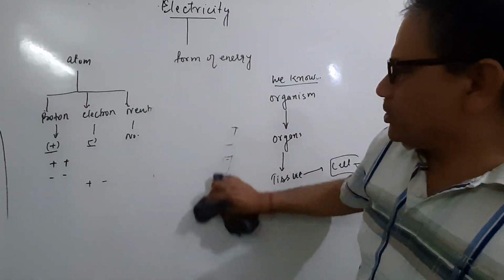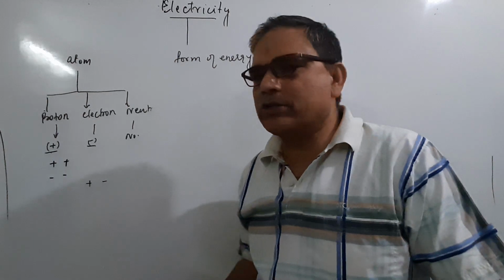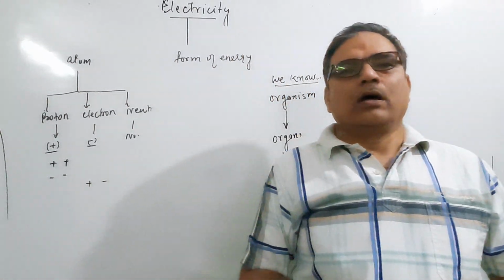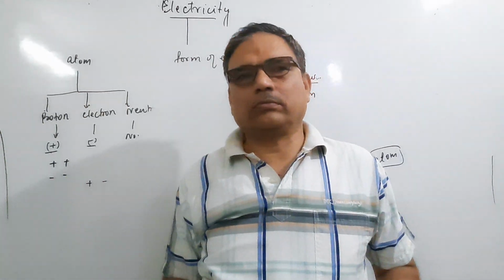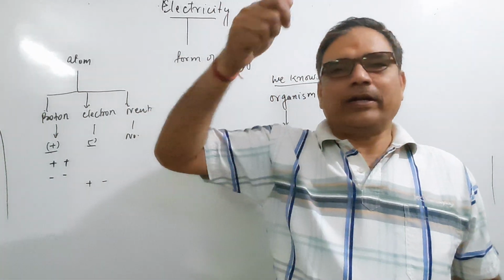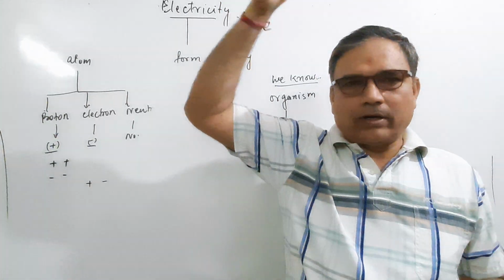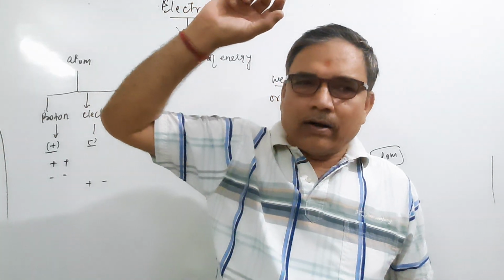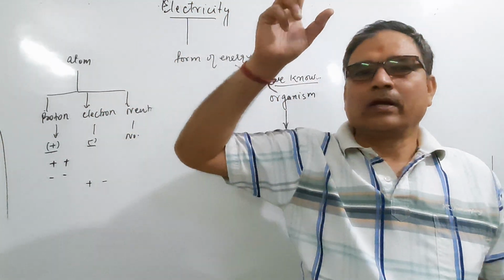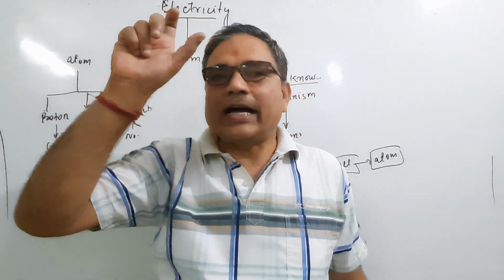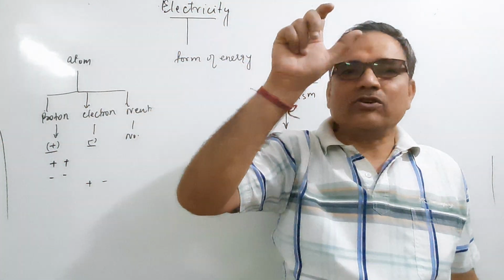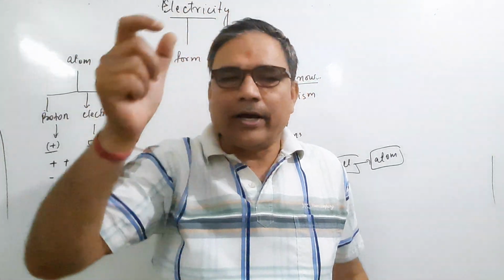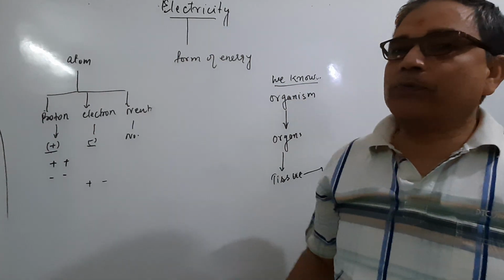And how will the positive and negative charges be produced? For example, if we rub a balloon in our dry hair, then after friction, when the balloon is moved toward the hair, the balloon will attract the hair. There is a force. It means that force is due to the presence of charge between the balloon and hair. And how will the charge be produced?